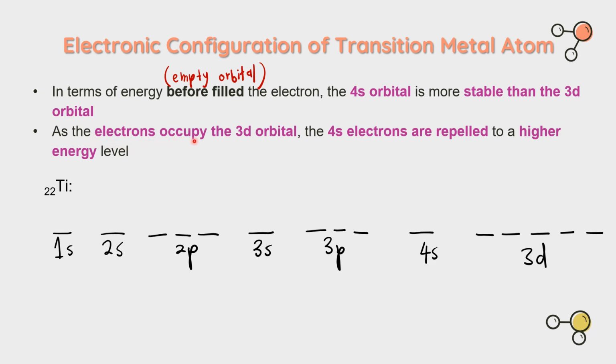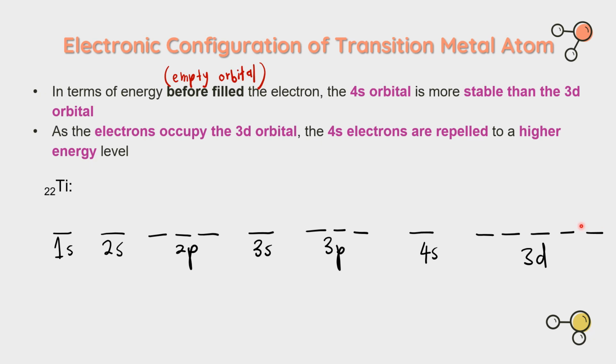As the electrons occupy the 3d orbital, the 4s electrons are repelled to a higher energy level. So after we have occupied all these orbitals with electrons, now the energy level of 4s will go a bit higher than the 3d. So what you have to do next is move the position of this 4s to the back of the 3d.